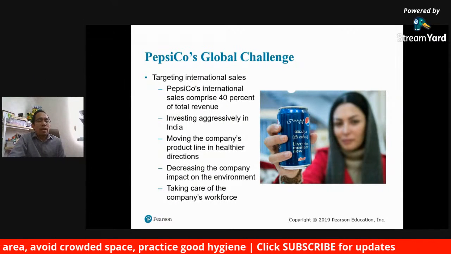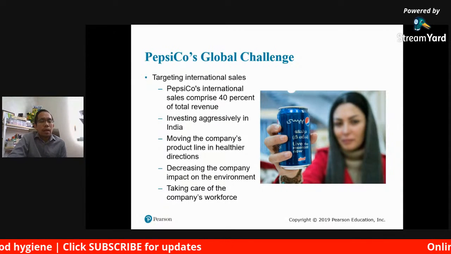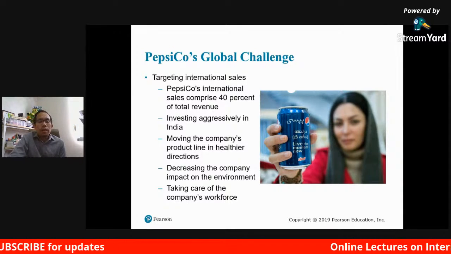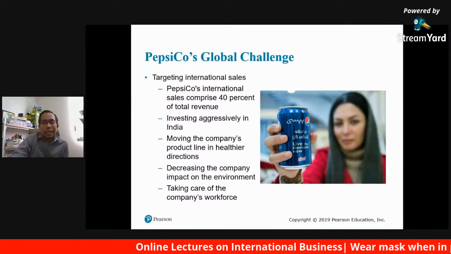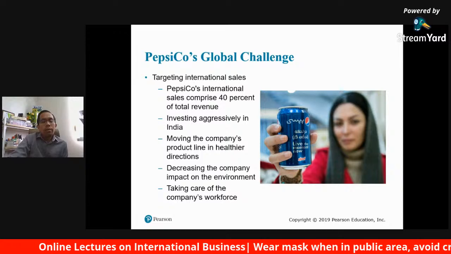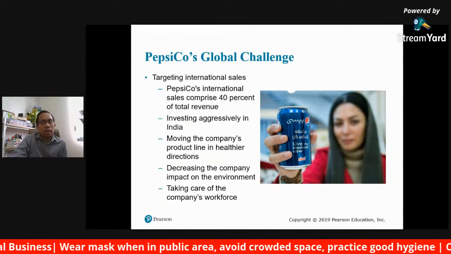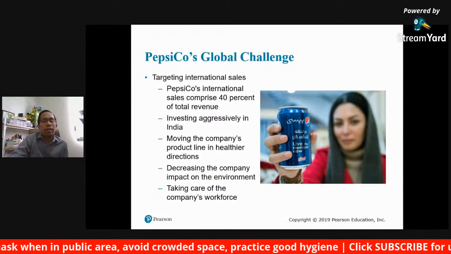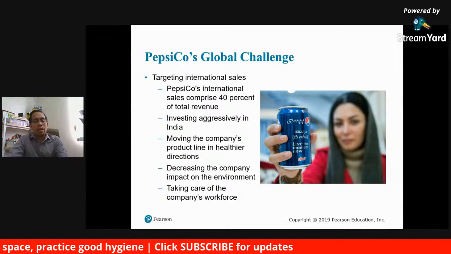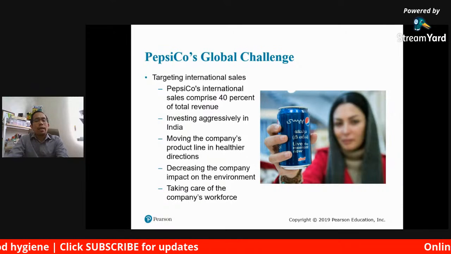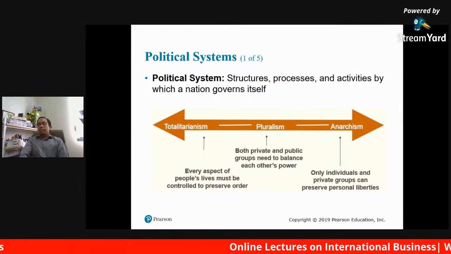They are also decreasing the company's impact on the environment and taking care of the company's workforce. What happened here, we will describe one by one throughout the topic. This is what we can take as an example to comprehend the topics that we will read later. All right, the political system.